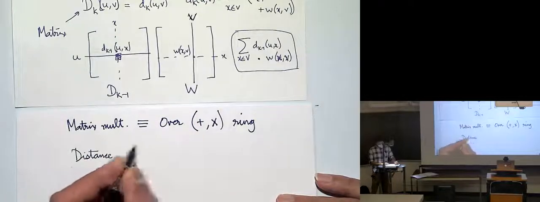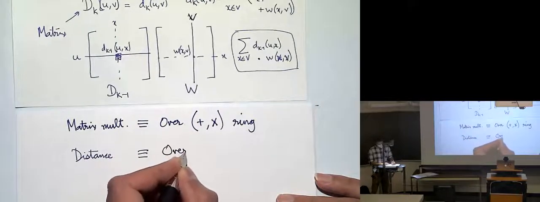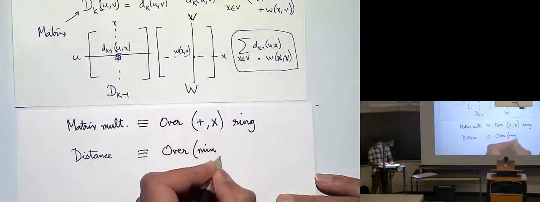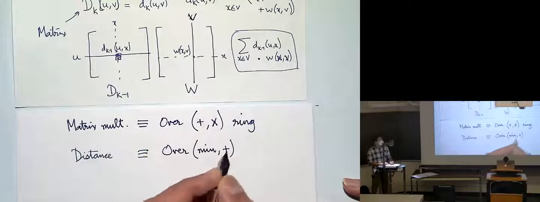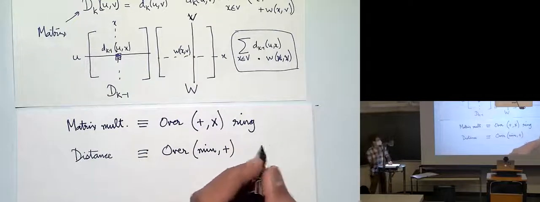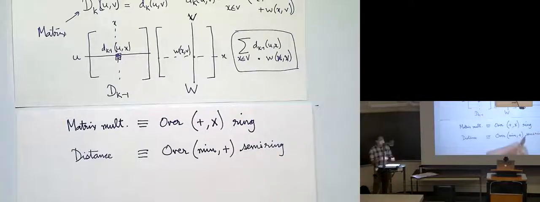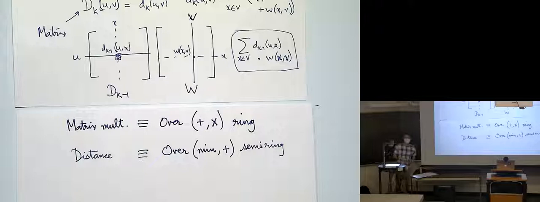Distances is over min plus. So you replace the plus with a min and the times with a plus. This is like a semi-ring. It will satisfy a lot of the properties. Okay, so how many of you have heard the term ring? Okay, so many of you have not, that's fine.